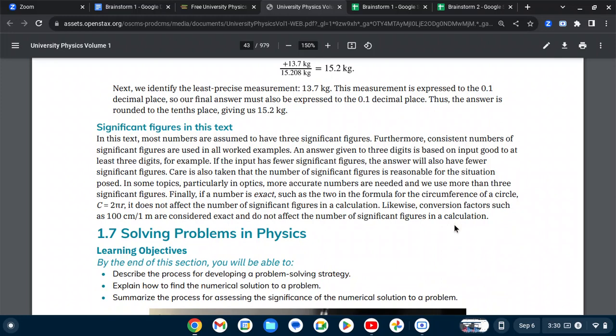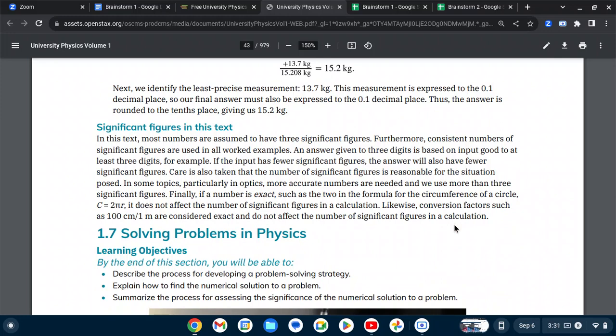Significant figures in this text. In this text, most numbers are assumed to have 3 significant figures. Furthermore, consistent numbers of significant figures are used in all worked examples. An answer given to 3 digits is based on input good to at least 3 digits. For example, if the input has fewer significant figures, the answer will also have fewer significant figures. Care is also taken that the number of significant figures is reasonable to the situation posed. In some topics, particularly in optics, more accurate numbers are needed, and we use more than 3 significant figures.